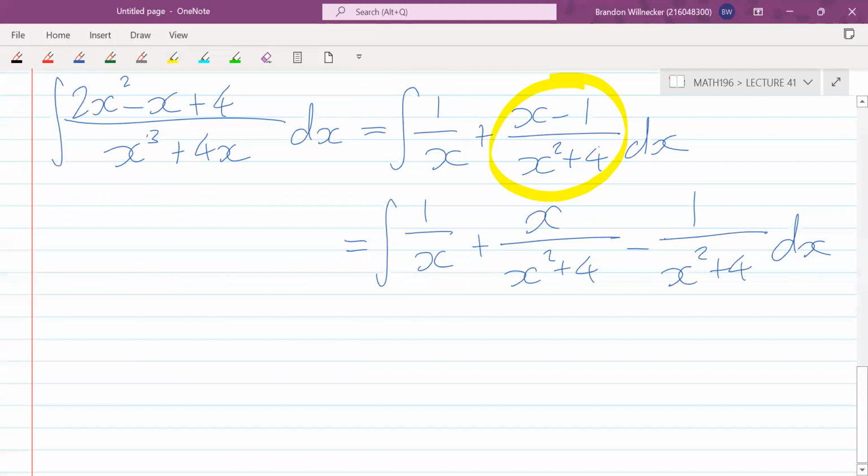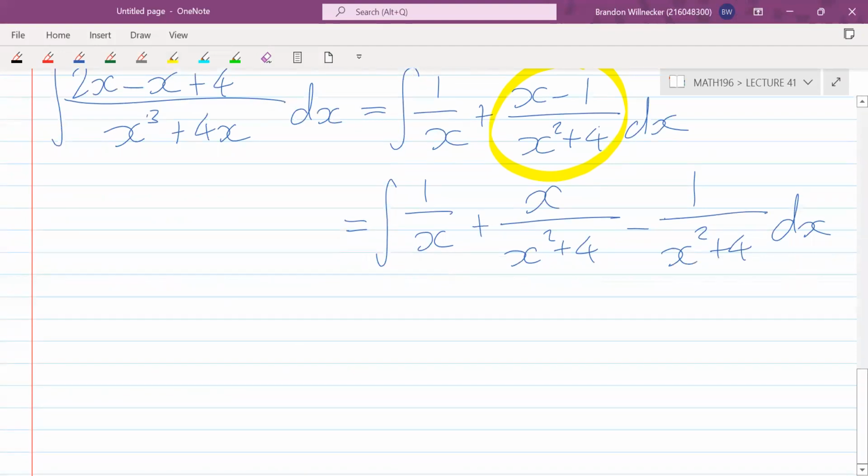Now this middle term, it might look a bit complicated, but remember your u substitution. If we let u be the denominator, then du will be 2x. Okay, that's almost what the numerator is.